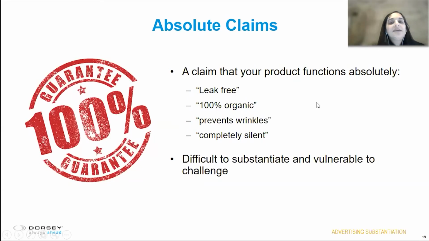So absolute claims, another type of claim that we want to talk about. These are sort of high risk claims in a way, and for all you in-house lawyers, good sort of issue spotting here. Look at the words that are used in the claim. See if your marketing teams are using absolute type of words. Leak-free, 100% organic, prevents wrinkles, completely silent. There's no wiggle room here. And as Charlene mentioned, you need substantiation prior to making the claim.